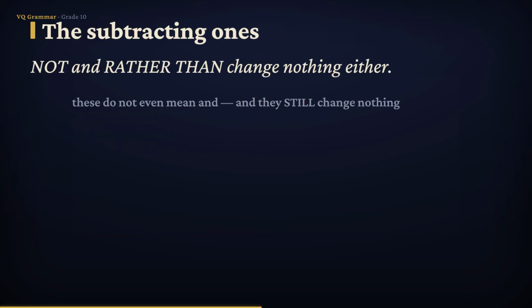3 of these deserve a special warning because they do not even mean and. They mean something closer to except. Look at this one. The coach, comma, not the players, comma, decides. The phrase not the players takes people away rather than adding them, and still it changes nothing at all.